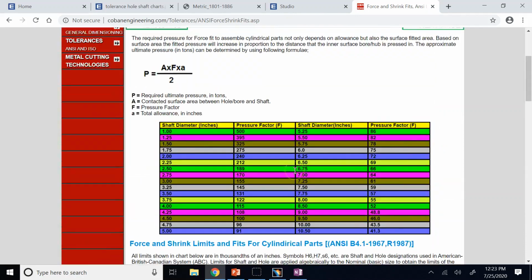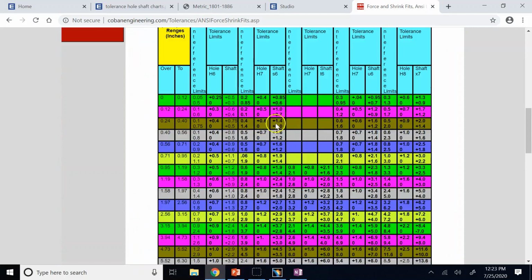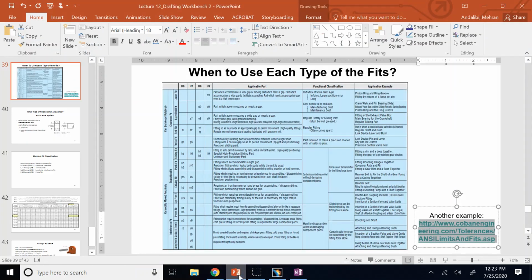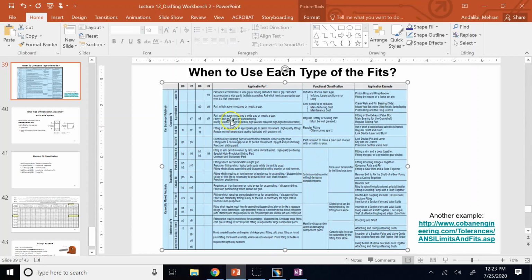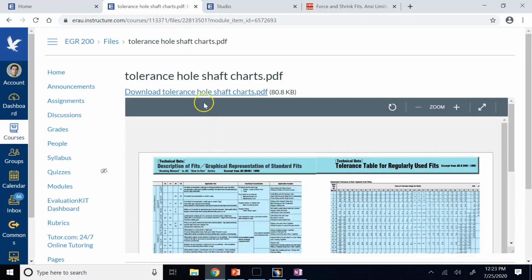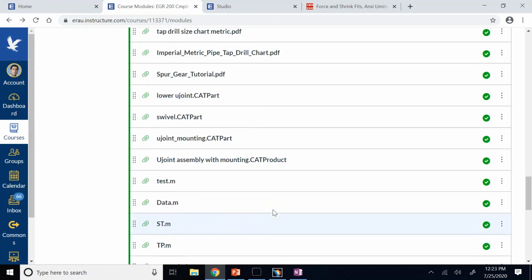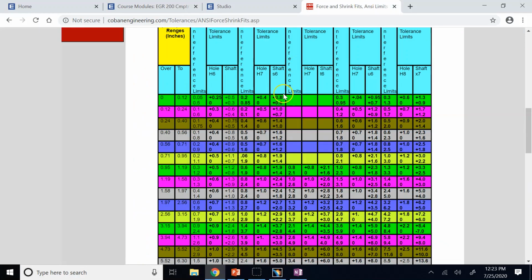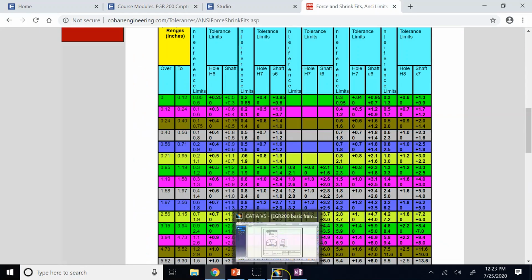So all of these tolerances are available on this website for one type of standard, and then for the other type of standard, which uses these letters instead, we also have it on Canvas as well, under modules tutorials. So in this example, I'm using the one off of this website.